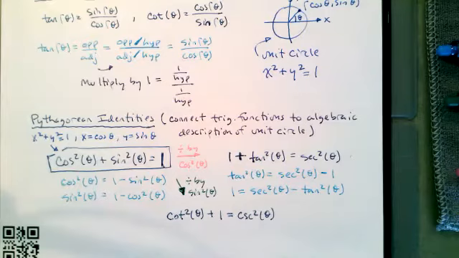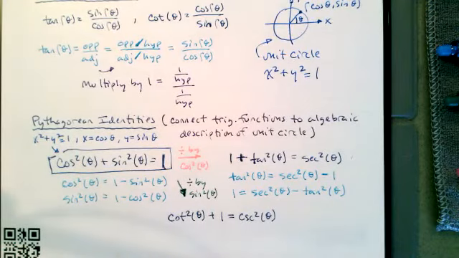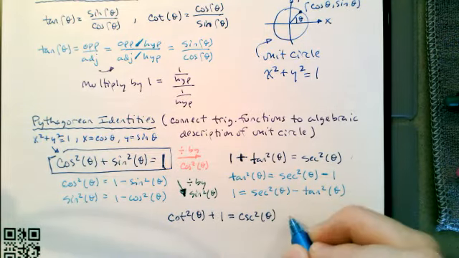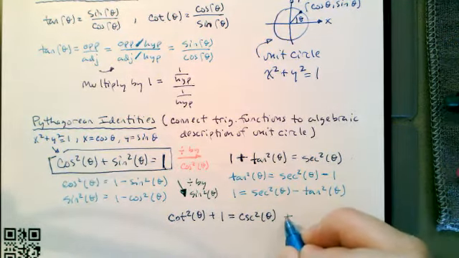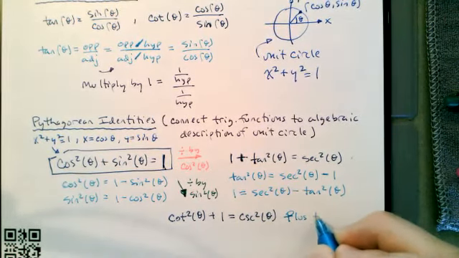I include this one for completeness. The only time I ever talk about cotangent squared plus 1 equals cosecant squared is when I'm in a trig class like I am right now. Plus 2 more. I should write it out. Plus 2 more.